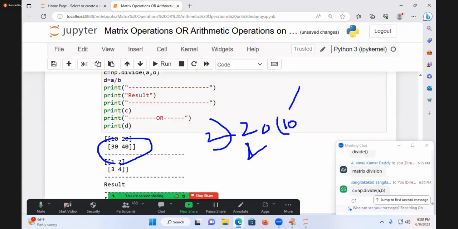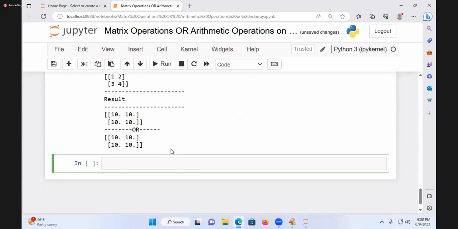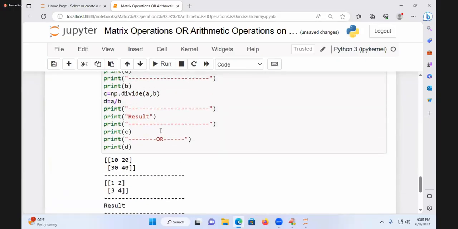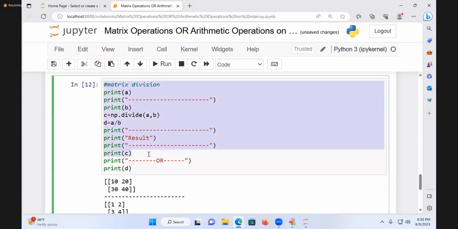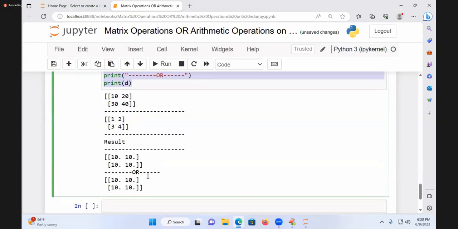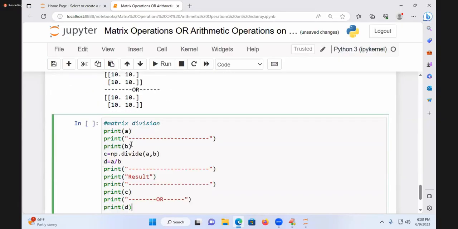20 by 2 is 10, remainder 0, so you will get 10 point. Always floating. 30 by 3, 40 by 4, 10 point is the result coming. Understand? Similarly, this is matrix division, where the slash operator is used. What next?